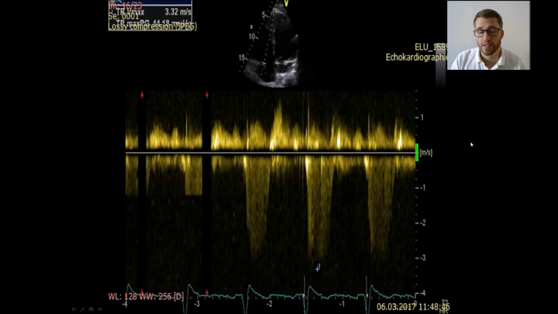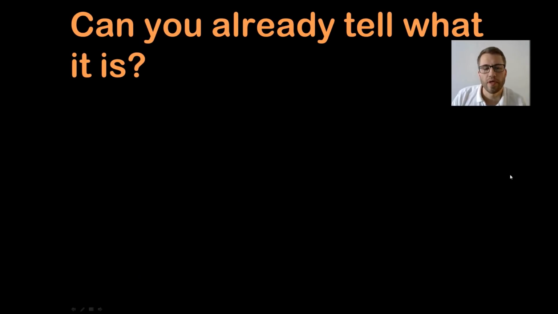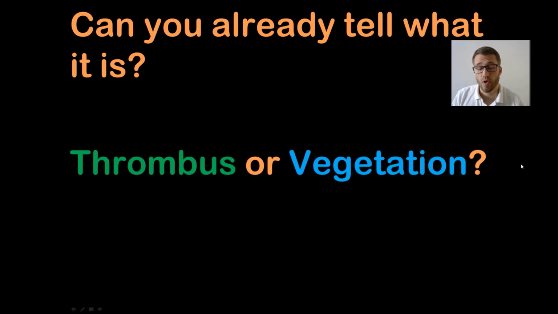So it's an elevated systolic pulmonary artery pressure, and that is congruent with the findings we had with the elevated RV pressure and the increased RV diameter because of the pulmonary embolism. My question to you would now be, can you already tell what it is? Is it a thrombus or is it a vegetation? Can we already be sure about one of these two diagnoses?